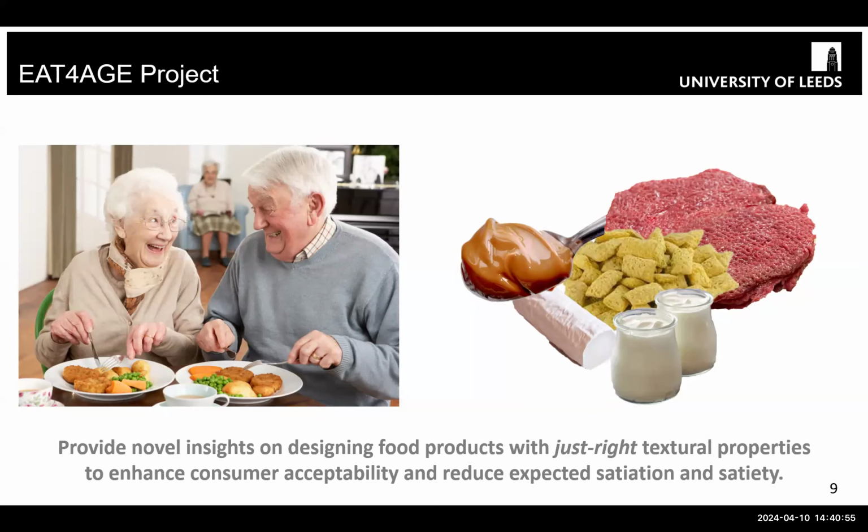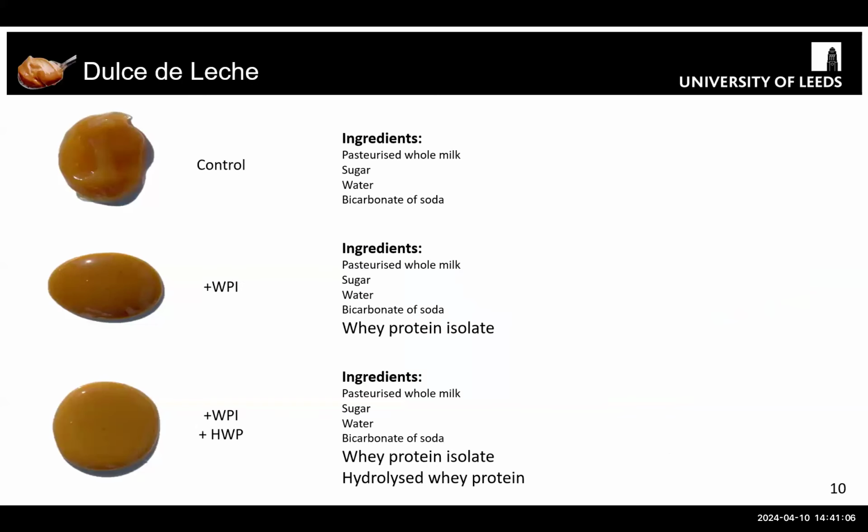I'm not going to go through all the data of all these products because I don't have time. But I'm going to present the data, for example, for the dulce de leche. In this case, we had 3 samples. The first one was the control sample, which was a regular recipe to make this product. The second sample was a product enriched with whey protein isolate. And the third one was enriched with whey protein isolate and also with hydrolyzed whey protein.